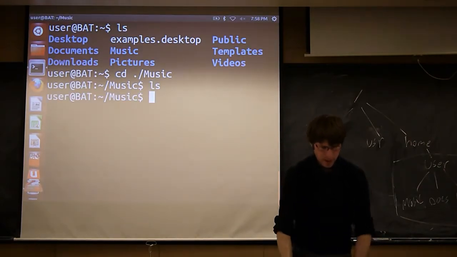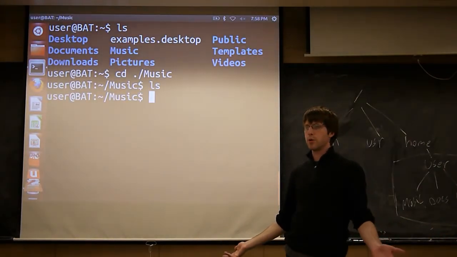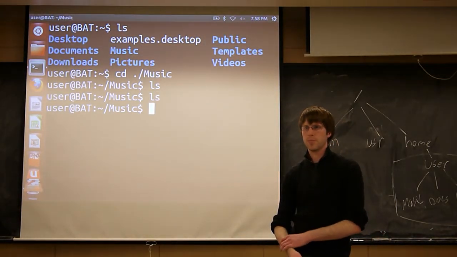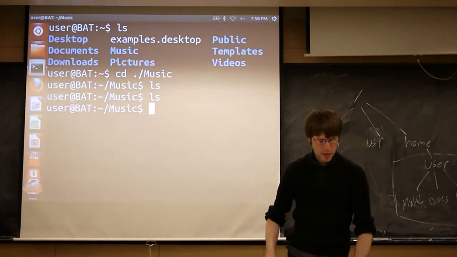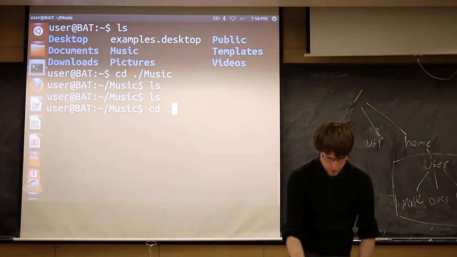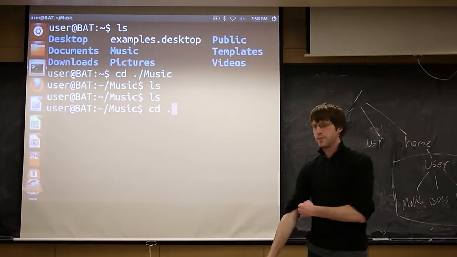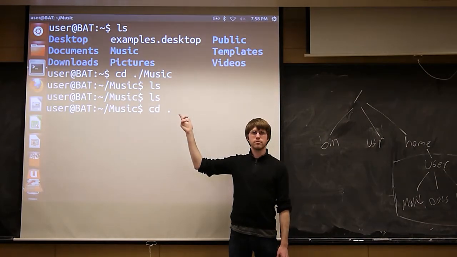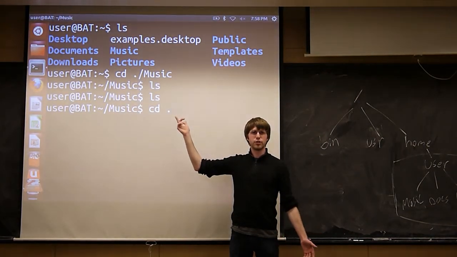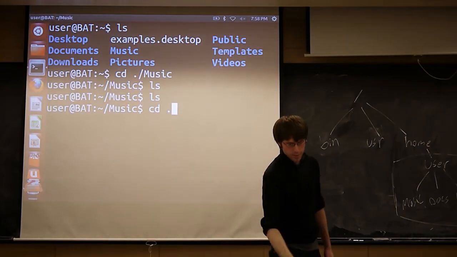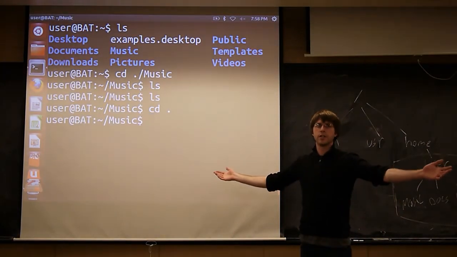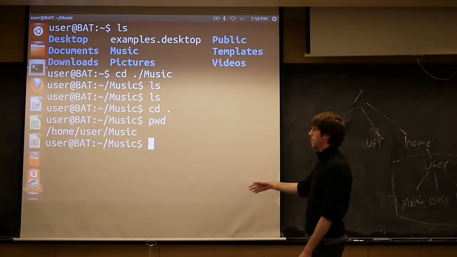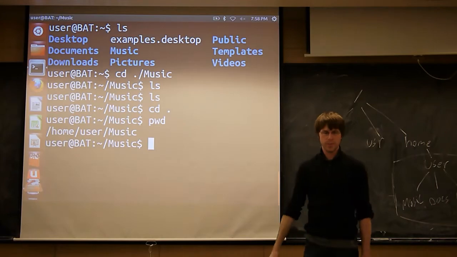If I do ls now, I'll just get nothing, because the music folder is empty. Ls with nothing after it is for the current folder, which in this case is the music folder. If I want to go back up, so again, cd dot, what does cd dot do? Anyone? Is it going to do nothing at all? If you run cd dot, nothing changes. If I do pwd, I'm still in the same place I was before. The dot just refers to the current directory.